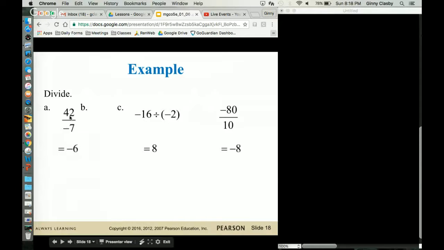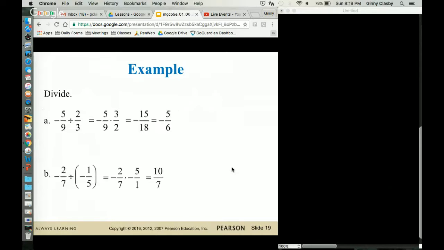So your first example, 42 divided by -7, your solution is going to be negative because you have 2 different signs. All right, it's going to be a -6. -16 divided by -2, 2 of the same sign, so it's going to be a +8. -80 divided by 10, 2 different signs, it's going to be a negative solution, it's going to be a -8.